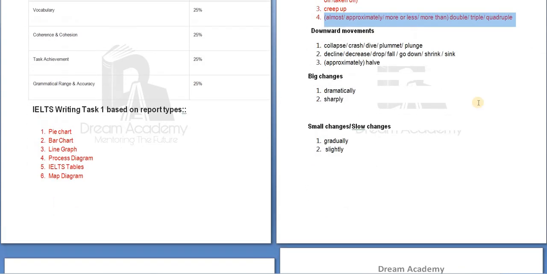Then for downward movement, here you can use collapse, crash, dive, plummet, plunge. Then you can use decline, decrease, drop, fall, go down, shrink, sink. So never try to use the same word repetitively. Like, don't use decline in all of the lines. Try to use decline in some sentence, then in another sentence decrease. Okay. Then here is the third one, approximately half.